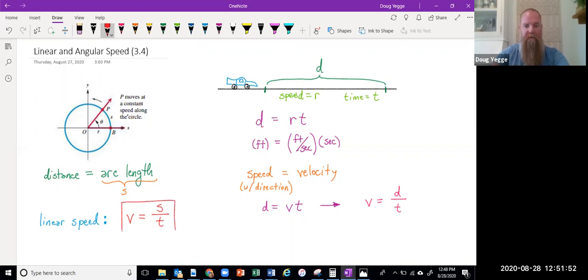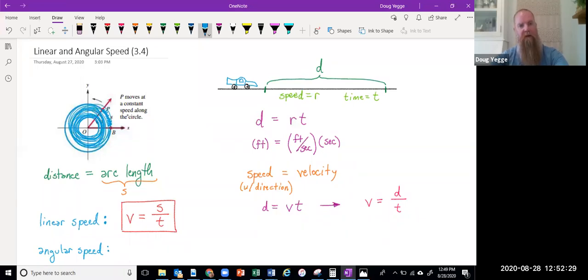Now there is another type of speed when it comes to rotation as well, and we refer to that as angular speed. And so there's a pretty logical way to think about this as well. So let's say that as a gear is turning, or as a wheel on a car is turning, not only is the arc length changing, but as the arc length changes, the theta changes as well.